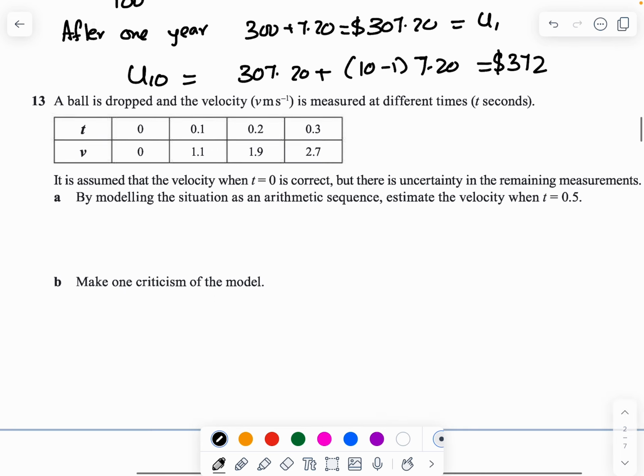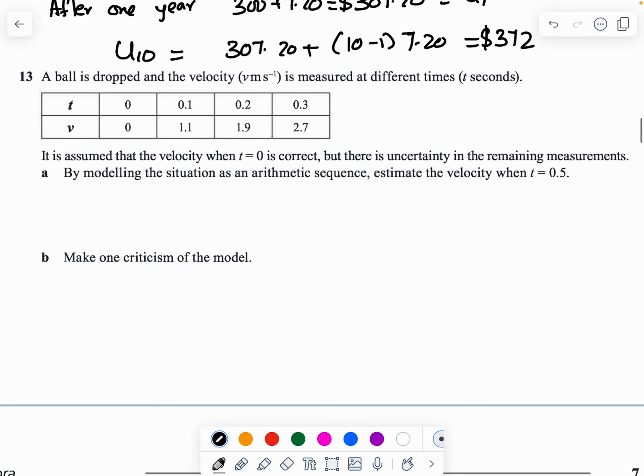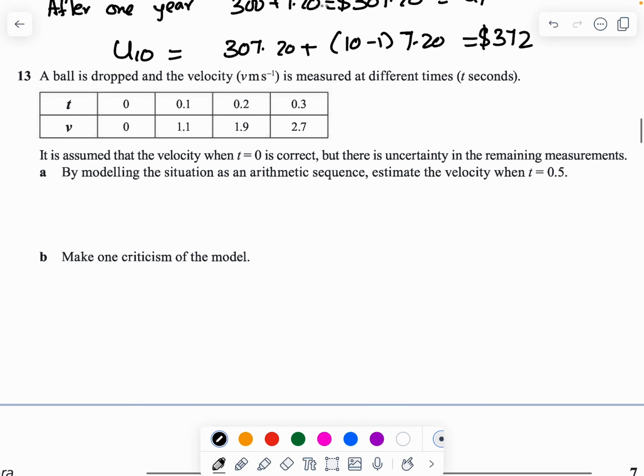Okay. Question number 13. A ball is dropped and the velocity v meters per second is measured at different times. It is assumed that the velocity when t equals 0 is correct, but there is an uncertainty in the remaining measurements. By modeling the situation as an arithmetic sequence, estimate the velocity when t equals 0.5.